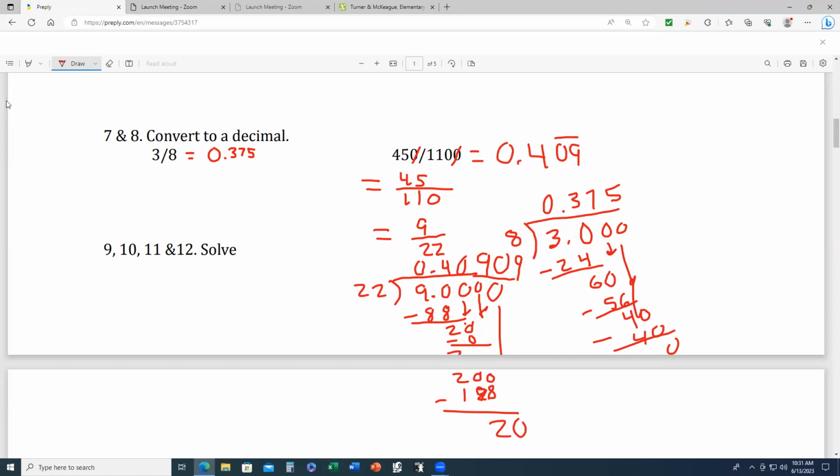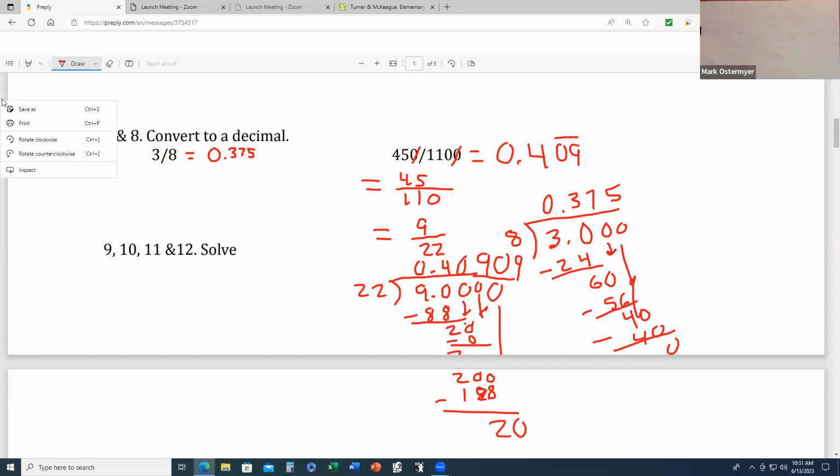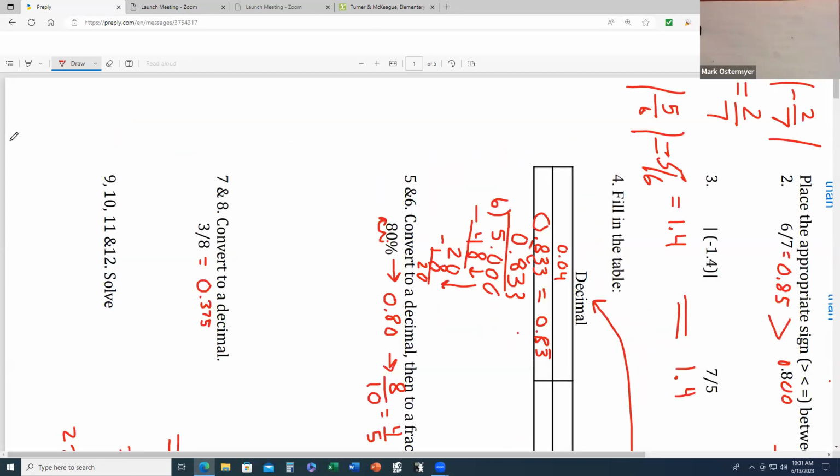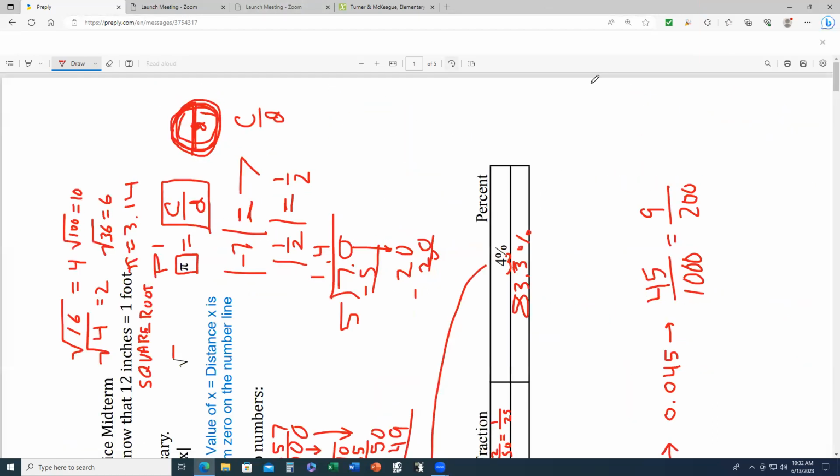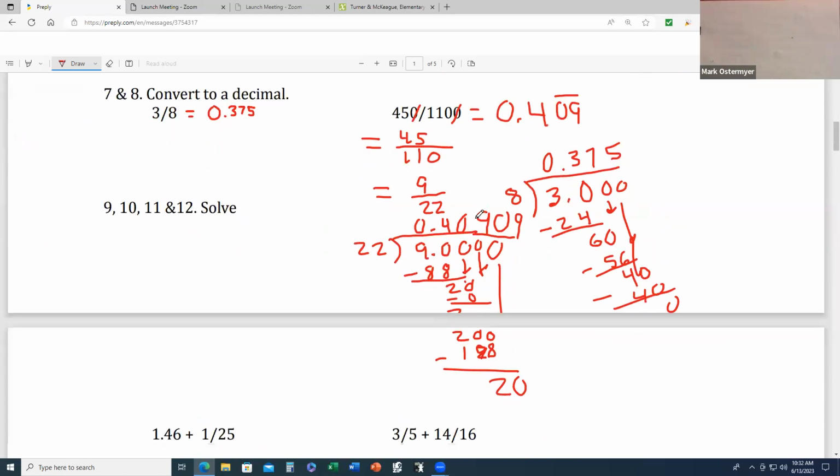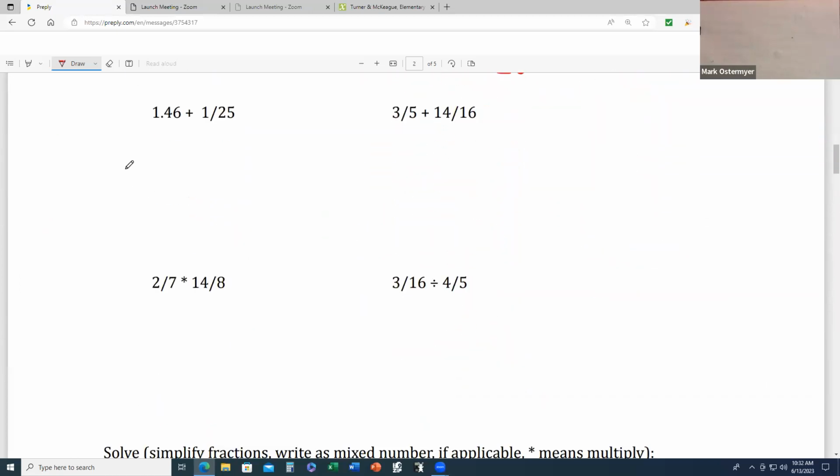All right, 9, 10, 11, and 12, they want us to solve, correct? Yes. All right, well, what do we have to solve here? I think you just rotate it. All right, so what's 1.46 plus 1/25? So, decimal plus fraction. That's not a good problem, right? Yeah.